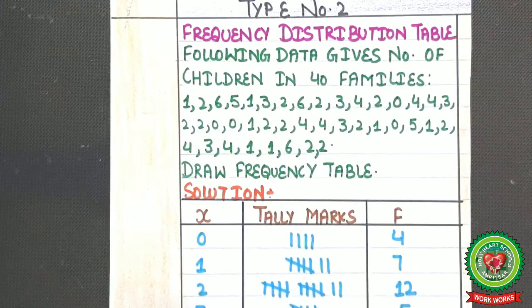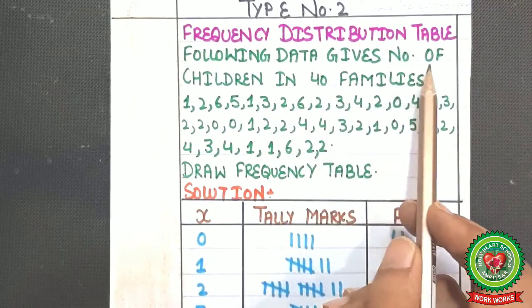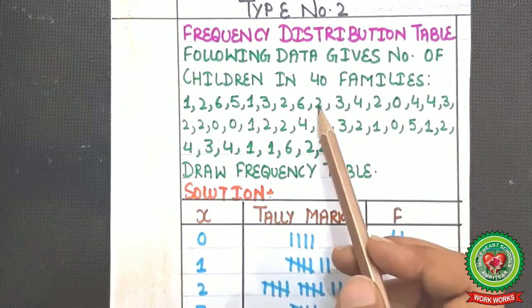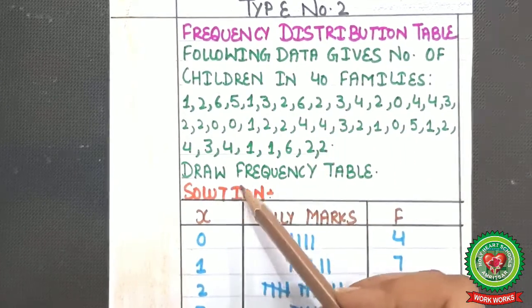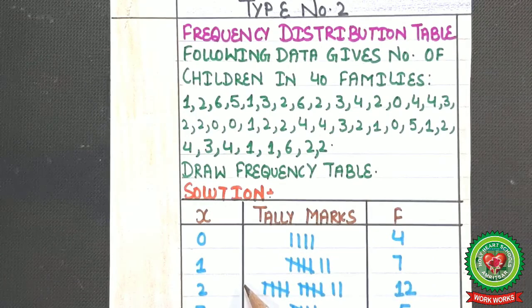Now let us understand how to draw a frequency distribution table. Now read the statement. What is the statement? The statement is: the following data gives the number of children in 40 families. We have to draw a frequency table. In the frequency table we will draw three columns. The columns are X, tally marks and frequency.